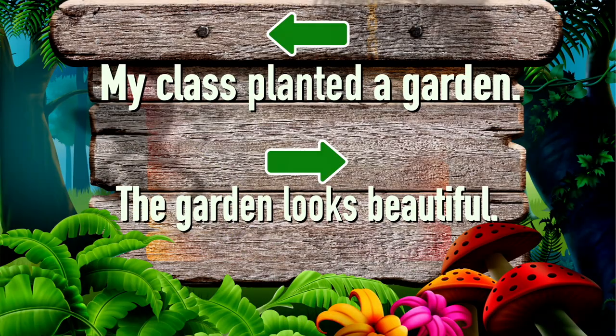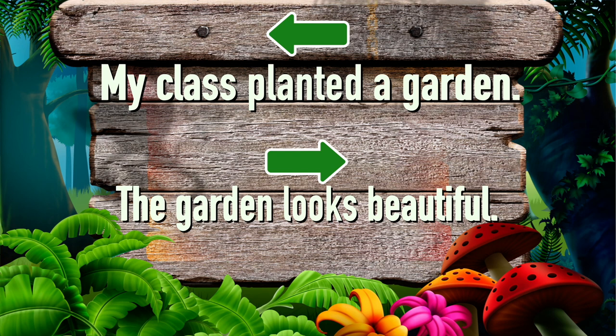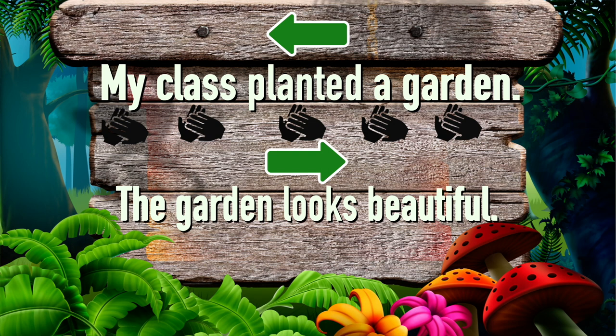Ollie said I need to find the sentence that has 4 words. You clap and count the words in each sentence. The top sentence says, my class planted a garden. How many times did you clap? 5 times. That means it has 5 words.